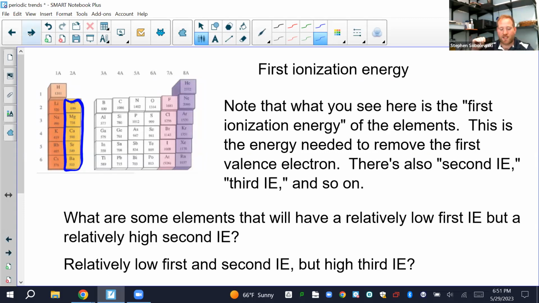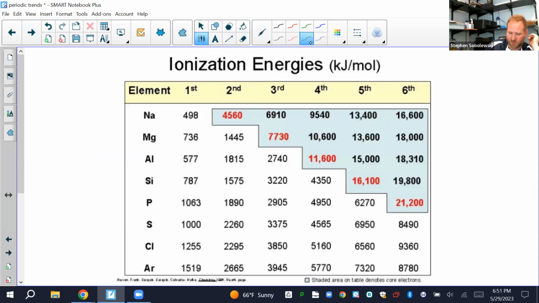So you can notice trends in ionization energies like this. Notice how something like sodium is going to have a relatively low first one. In fact, that looks like the smallest number on the entire grid here, but a very high second one, a huge jump. Here for magnesium, we see relatively low first and second, but a big jump up to the third. Aluminum, 3 relatively low ones, and then a huge jump to the fourth. So that trend makes sense, and you should be able to explain that trend there.